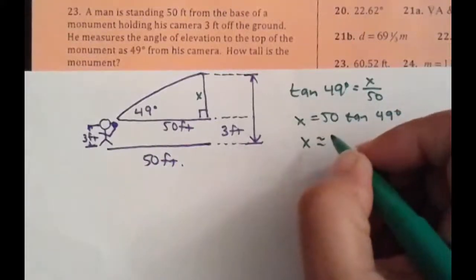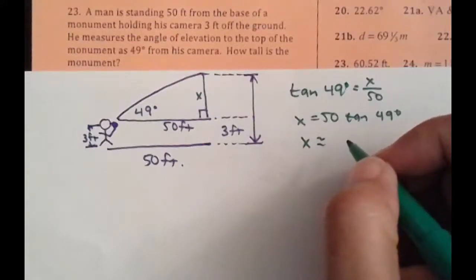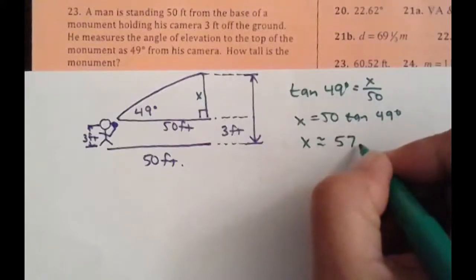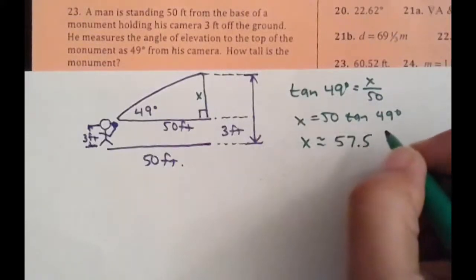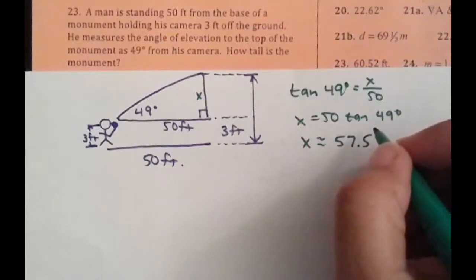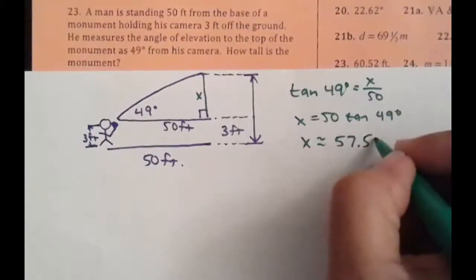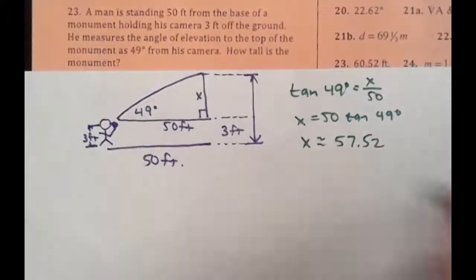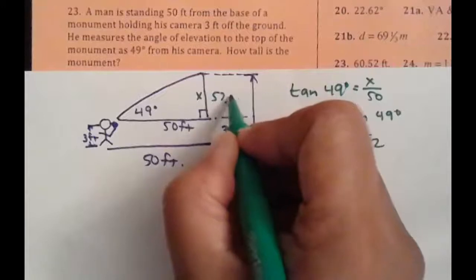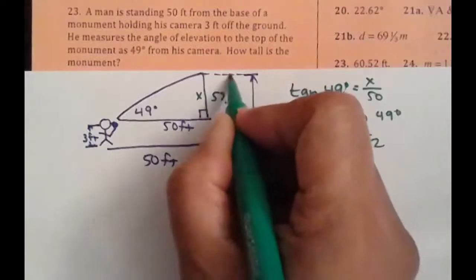And actually let's do 57.52 to be consistent with the answer. So that's not the answer. This is 57.52 just from here to here. 3 feet is just from here to here. But what I really want to know is how tall the whole monument is from here to here. So we just have to add this together. So add 3 to this, which gets us 60.52 feet.